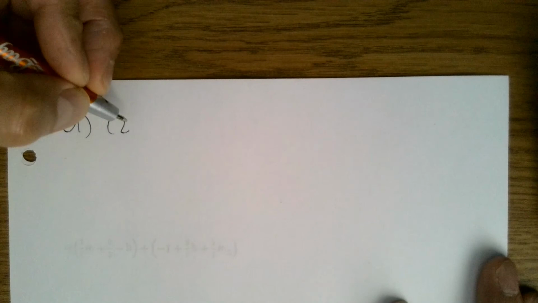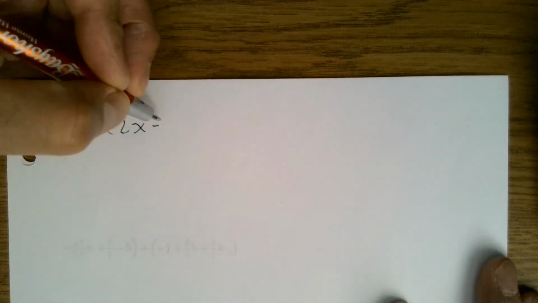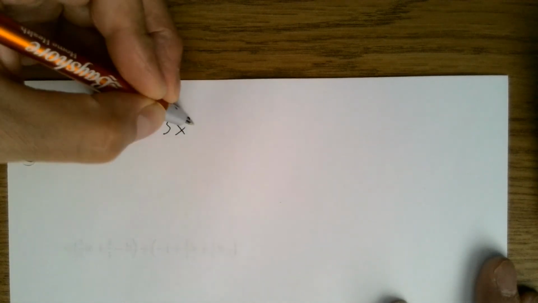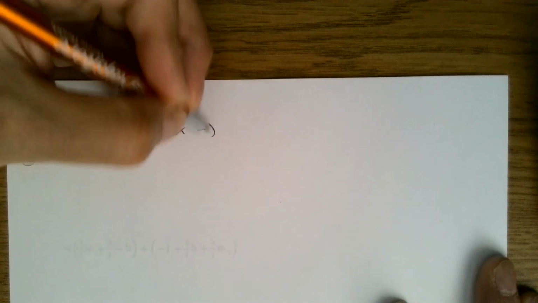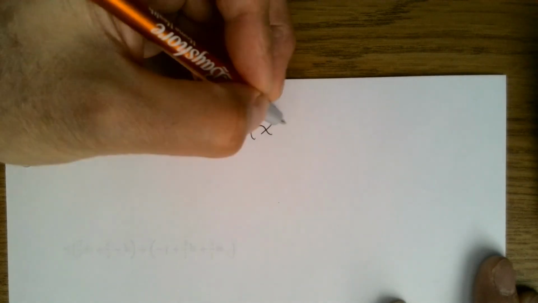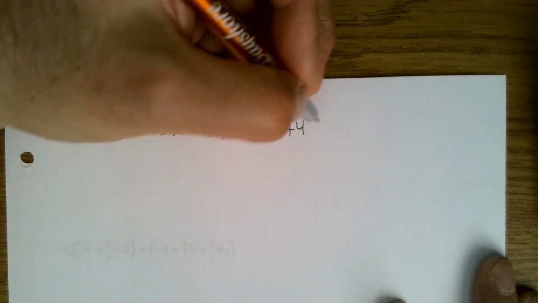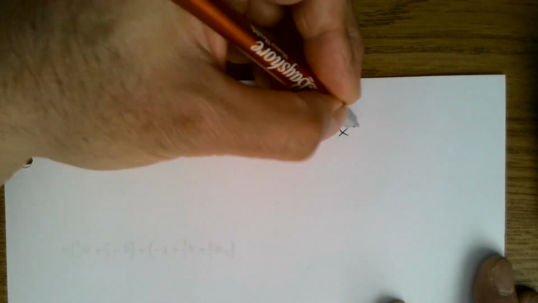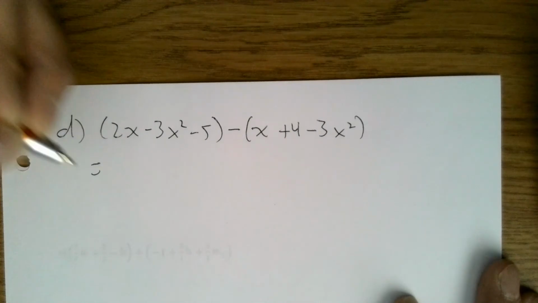D. 2x minus 3x squared minus 5. Take away x plus 4 minus 3x squared. Okay, and again, we're going to want to rewrite this.